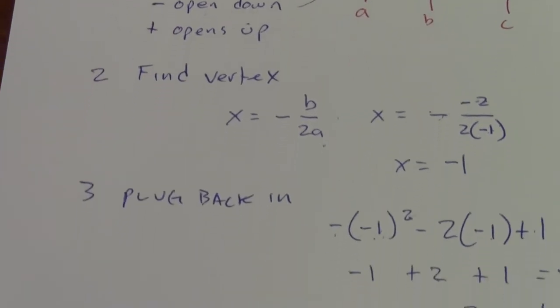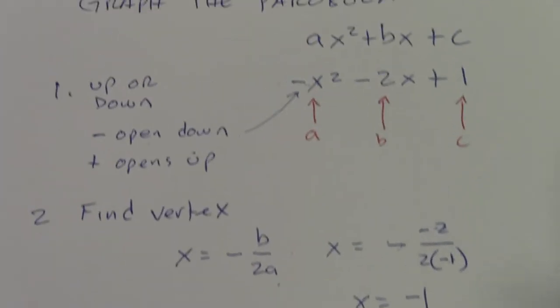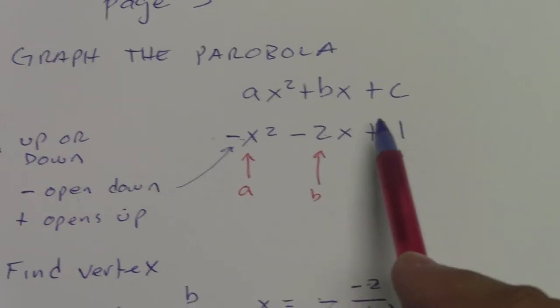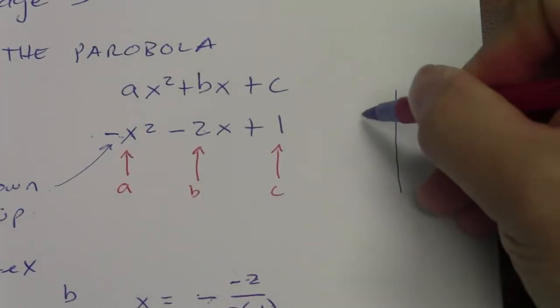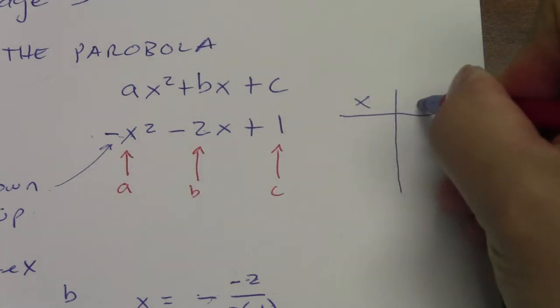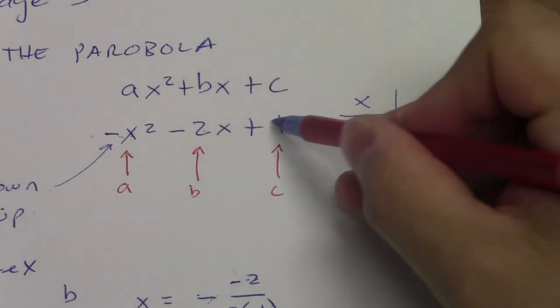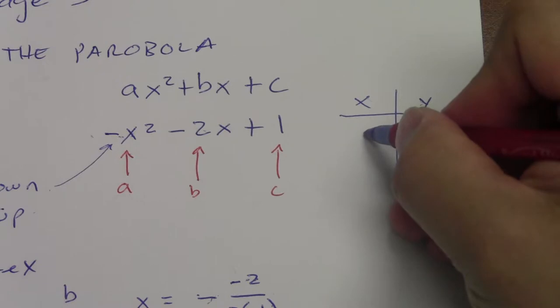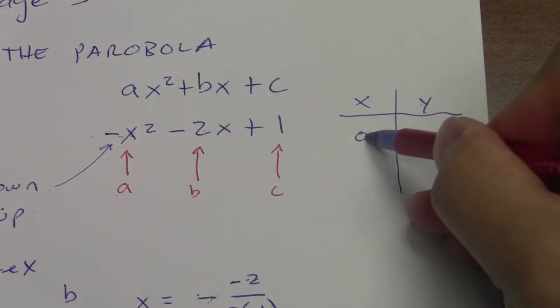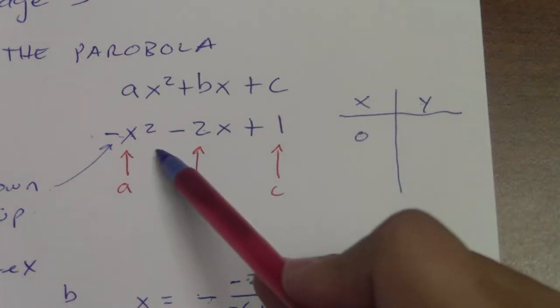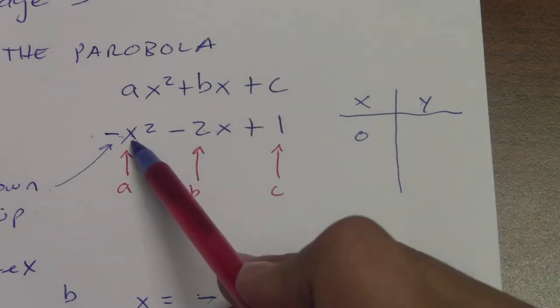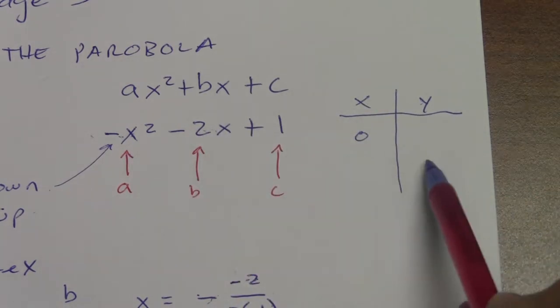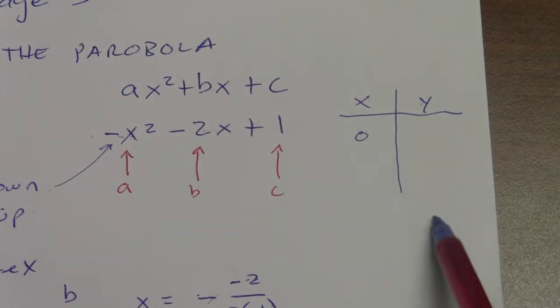All we have to do now is just plug in some points. So what I suggest is you go back to your original formula right here and just create yourself an x and y chart, and then just plug in numbers for this. So like you could use 0, so plug in 0 for x, and then solve for y, plug in 2, solve for y, and then that'll give you points to solve your graph. All right.